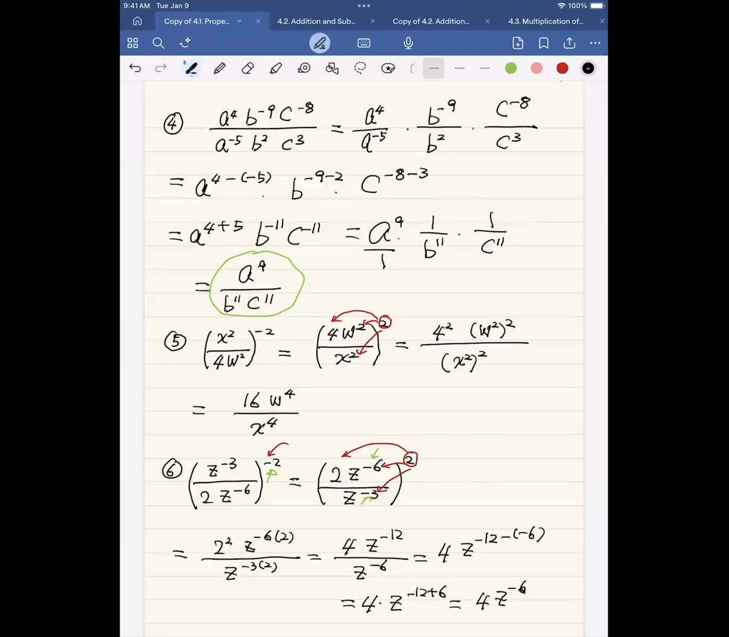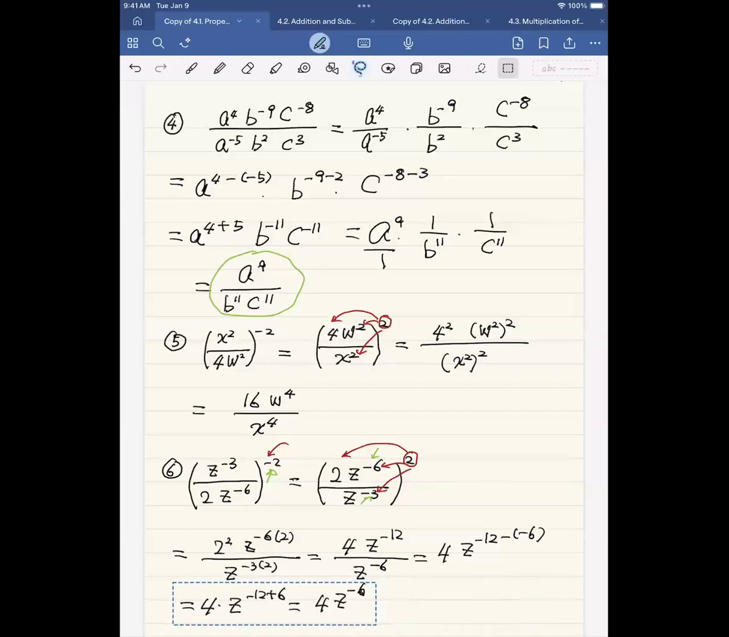So that can be written as 4 over 1 times 1 over z to the 6th power, which is 4 over z to the 6th power.